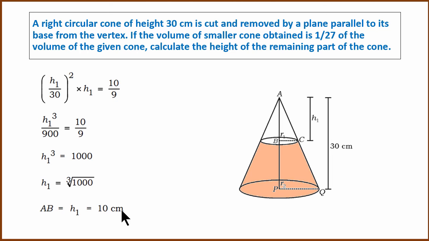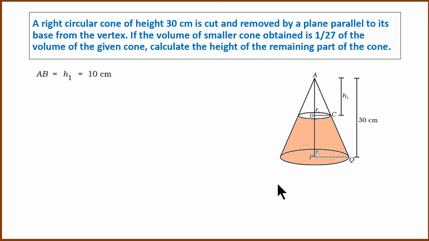Cool. So now we have got a value. What value did we get? We got the height of this cut cone, the portion of the cone that has been removed. Since we have the height of this part, what are we supposed to find? If you recollect, we were supposed to find the height of the remaining part of the cone, which means this value BP. What we found was AB. Now we have to find BP.